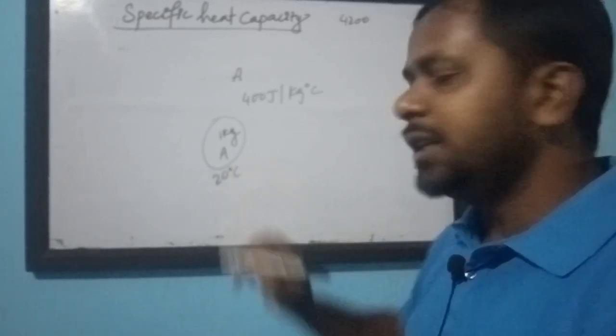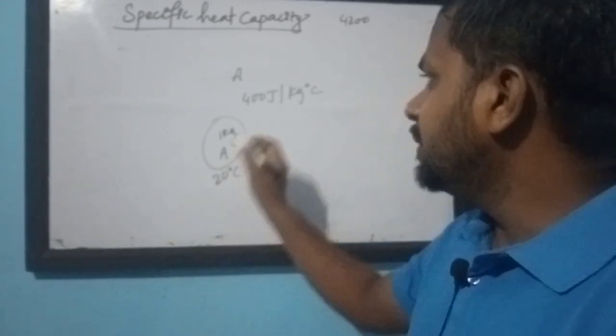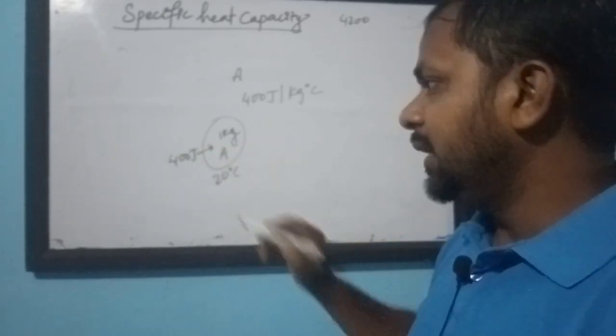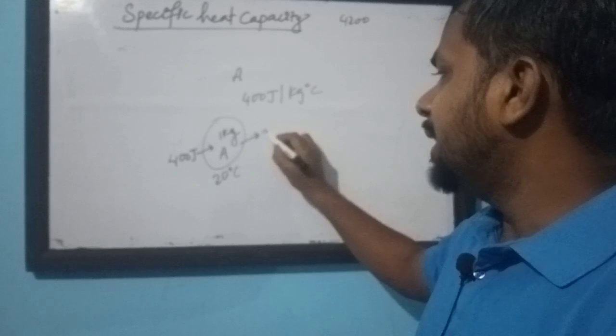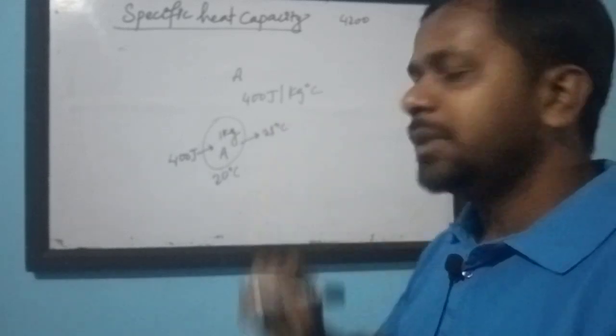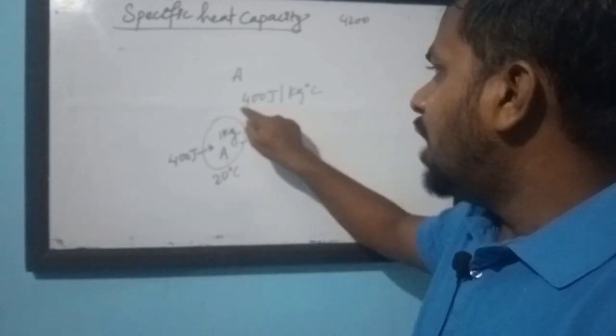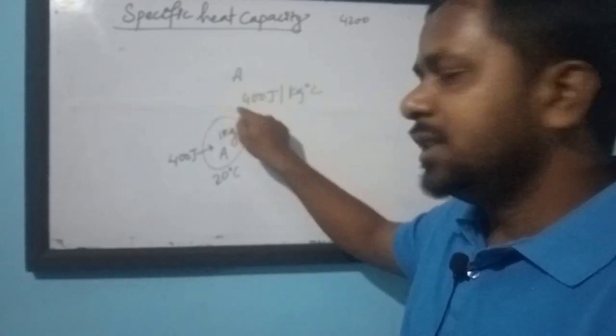It means that when we take a 1 kg body, suppose it is at a temperature of 20 degrees Celsius, then if we supply 400 joule of heat to this body, its temperature will increase by 1 degree Celsius. It becomes 21 degrees Celsius.